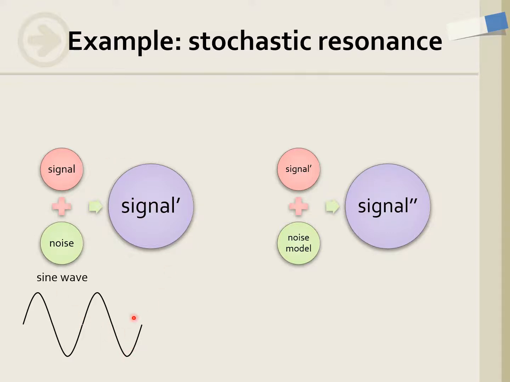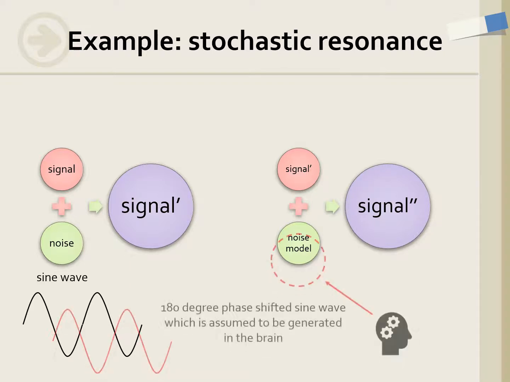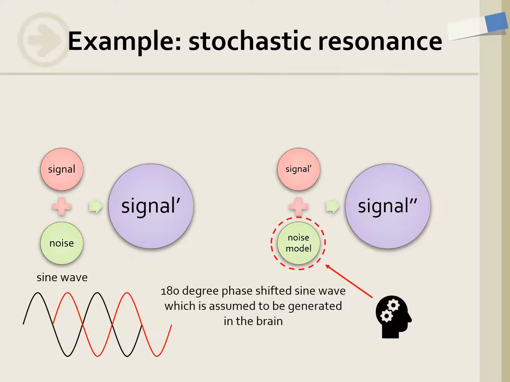This process is not stochastic resonance because the output signal would be more difficult to detect than before. And then another noise was added. It is a 180-degree phase shifted sine wave, which is assumed to be generated in the brain. If the new output signal is easier to detect, the process is stochastic resonance.